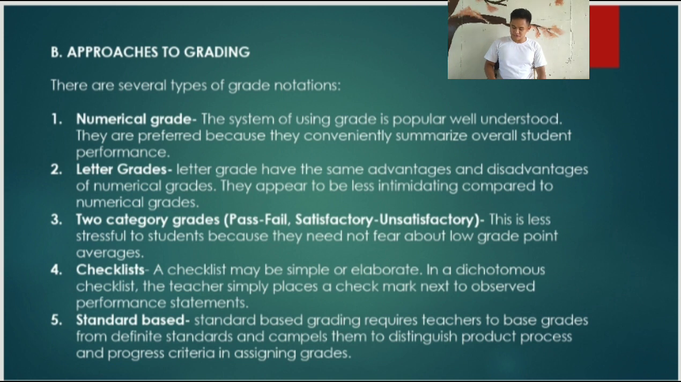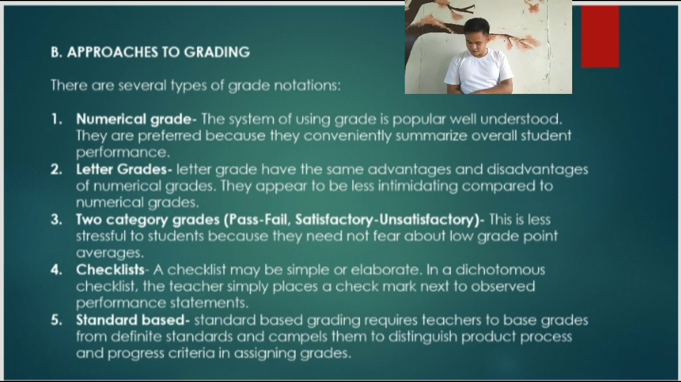So, let us proceed to the second type of approach to grading, which is the letter grade. Basically, it is ABC. For example, A plus, A and A minus indicate excellent performance. B plus, B and B minus indicate good performance. C plus, C and C minus indicate satisfactory performance.